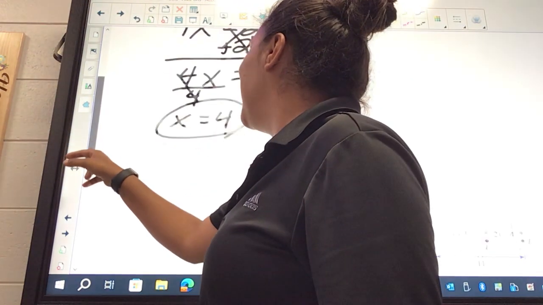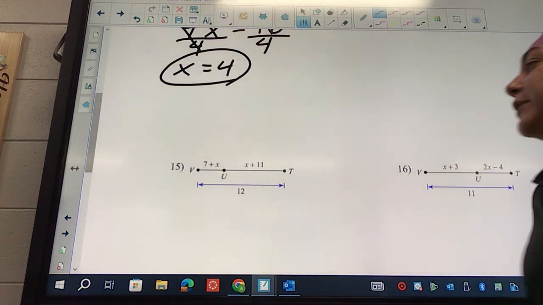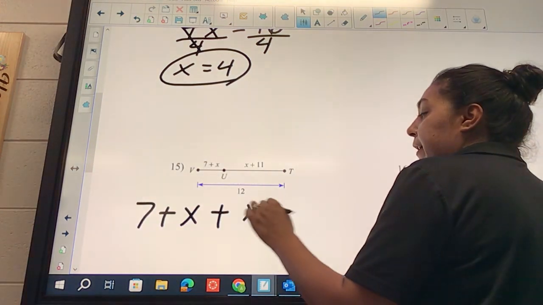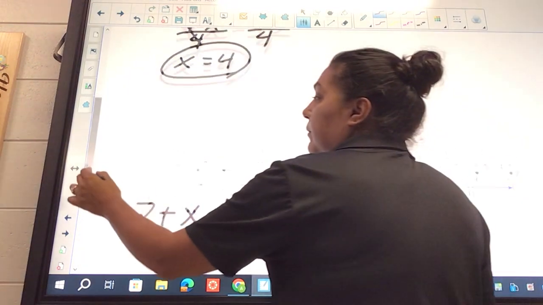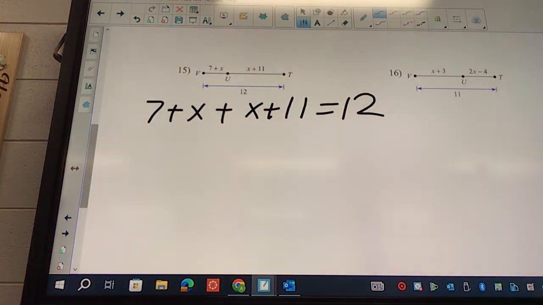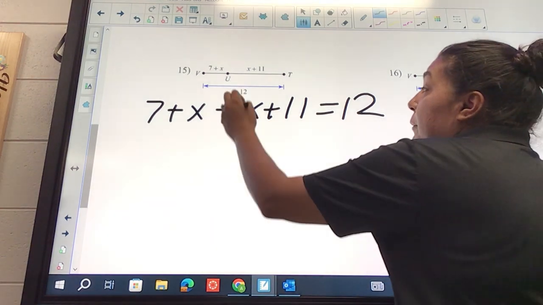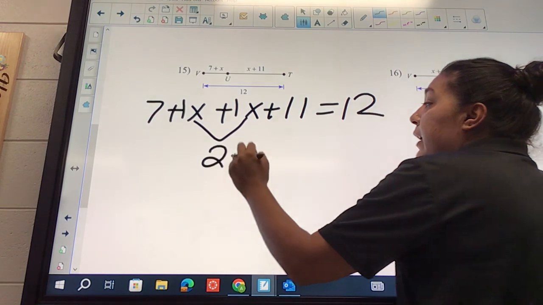Oh, there ain't even no one up there. Okay, last one, 15. We're gonna say 7 plus x plus x plus 11 equals 12. What's gonna be our next step? Yep, combine the x's, okay? And I'm gonna put a 1 in front of these. Okay, so 1 and 1 is gonna be 2x.